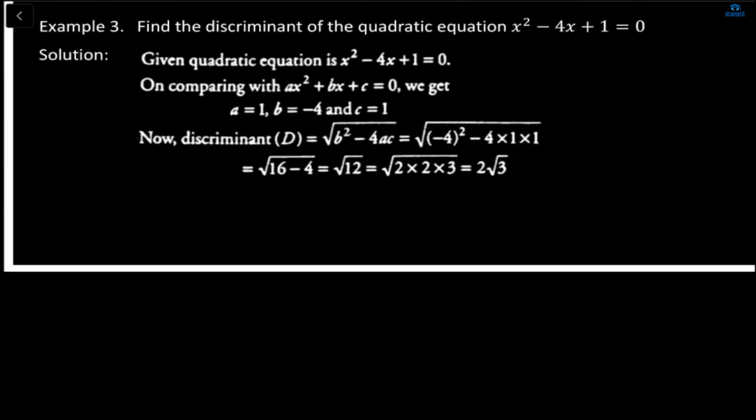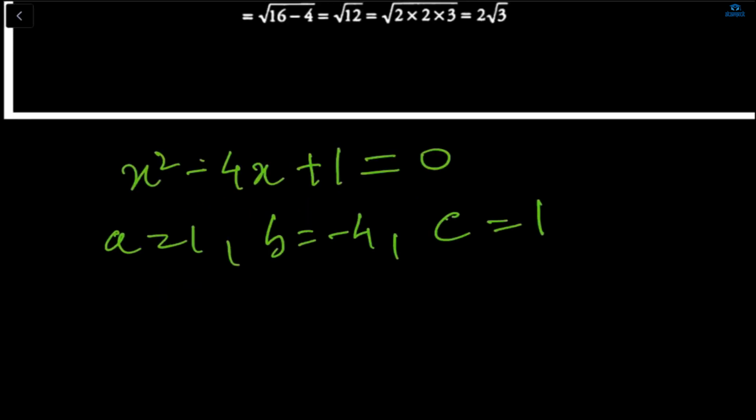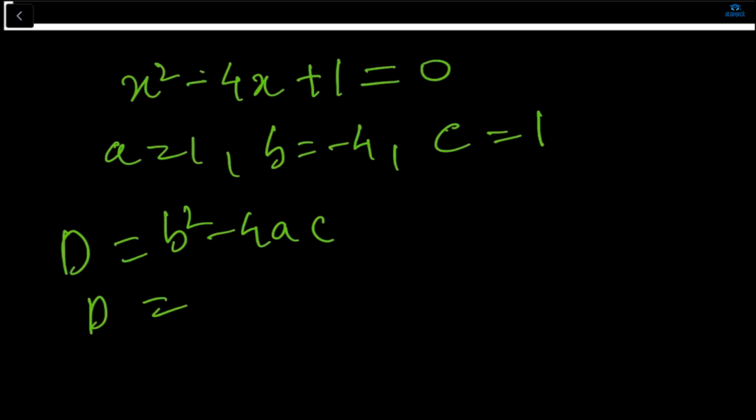Find the discriminant of the quadratic equation x square minus 4x plus 1 is equal to 0. You just have to find the discriminant. Here the A value is 1, the B value is equal to minus 4, and the C value is equal to 1. So B square minus 4AC is the discriminant. D is equal to this. This is the value of the discriminant, just B square minus 4AC.